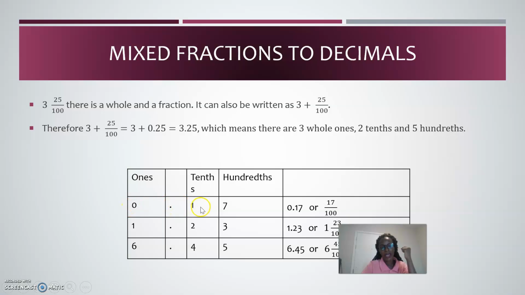0 ones and 1 tenth and 7 hundredths is 0.17 or 17 over 100. 1.23 is just 1 and 23 over 100, because you're looking at 23. How can you write 0.23 as a fraction? It's 23 over 100. You have 2 decimal places, meaning it's over base 100. Again, 6.45 is exactly the same thing.